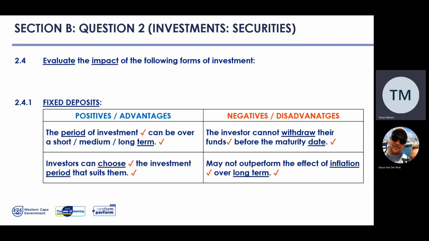So when we look at the disadvantages or the negatives, what would prevent me from using a fixed deposit as a form of investment? The investor cannot withdraw the funds before the maturity date. Remember, the word fixed gives it away. It is fixed for either a short term, a medium term, or a long term. And that date is decided upon when you decide to choose this as a form of investment. So the minute you say, oh, I've run into a problem, I need some cash, I want to go and withdraw from my fixed deposit, you cannot withdraw those funds before the maturity date.